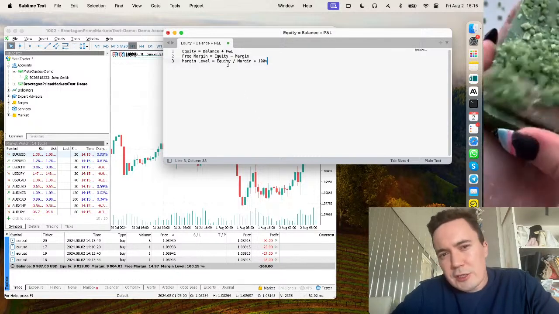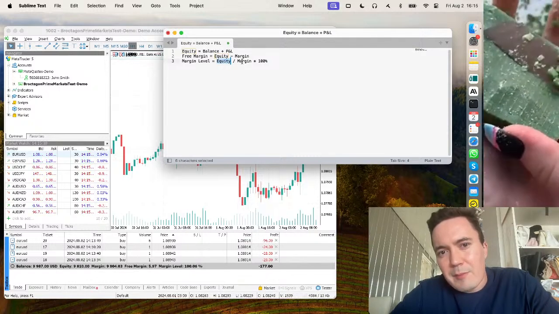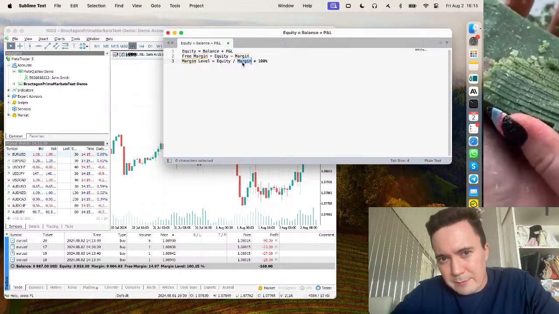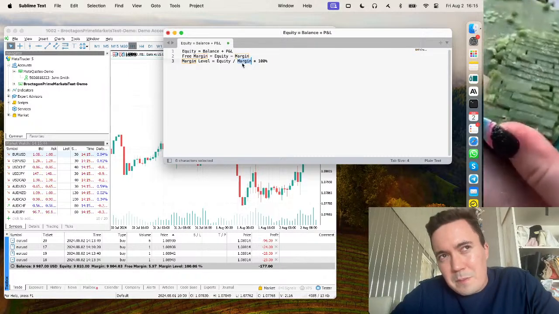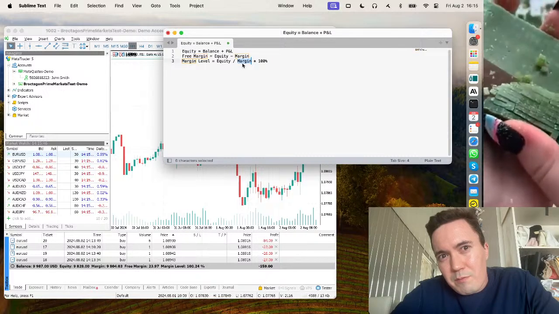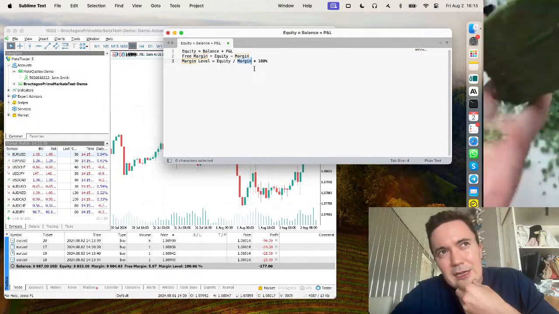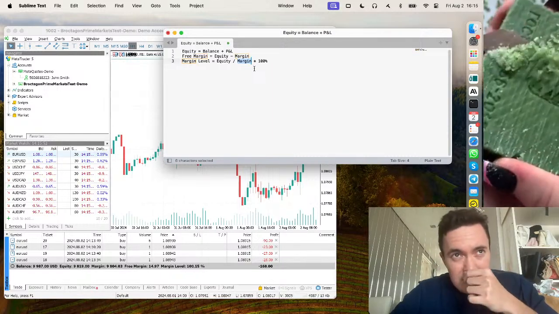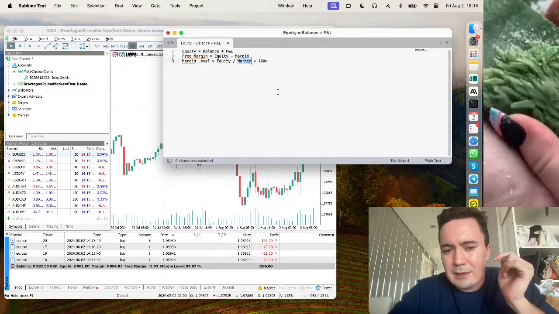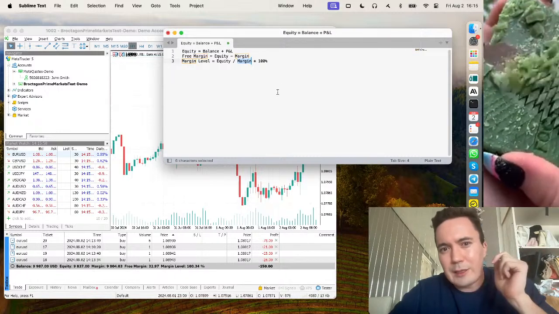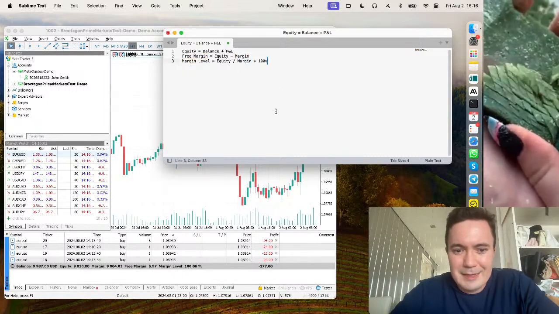By how much the amount of money we have exceeds the amount of money that has been used up, right? So basically this number is important only for a single reason: to know when you will get stopped out, and we'll get to that. So we'll talk about the risks, right?